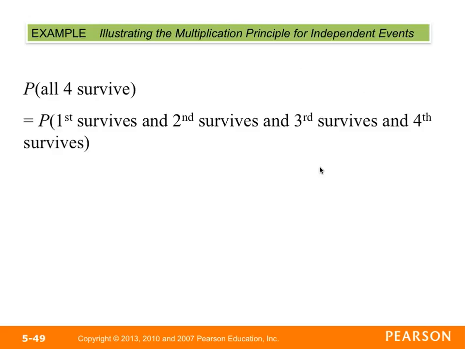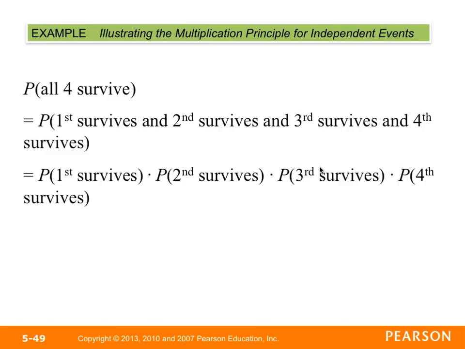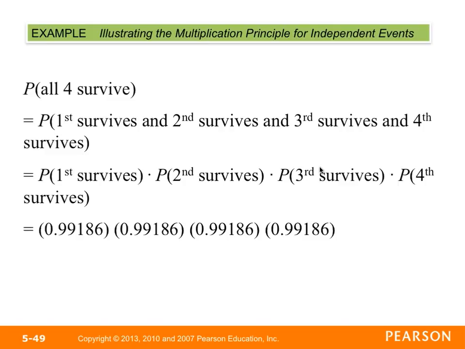So what we do is we take the probability that the first survives, second, third, and fourth, and multiply them. So it's going to be 0.99186 times 0.99186 4 times, or an easier way of doing that would be to take 0.99186 in your calculator and raise it to the 4th power, and you get 0.9678.